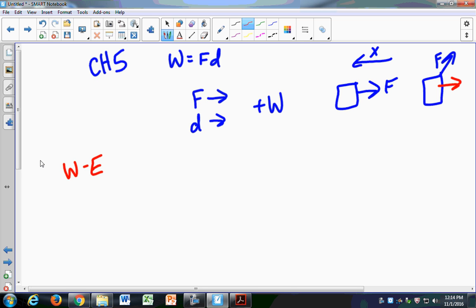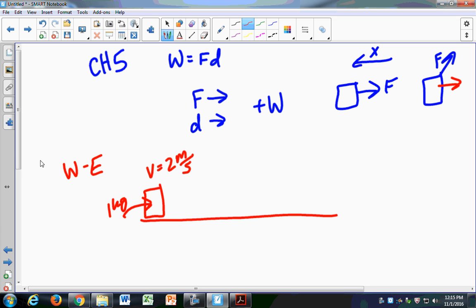All right, work-energy theorem: if I do work on an object, then I take away energy. For example, if I have an object traveling with a speed of 2 meters per second, and it has a mass of 1 kilogram, that object has a kinetic energy of 1/2 mv squared. 1/2 of 1 times 2 squared, so that's 2 joules. It has 2 joules of energy.